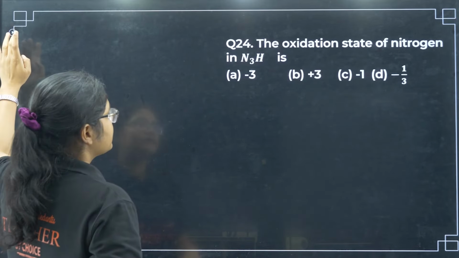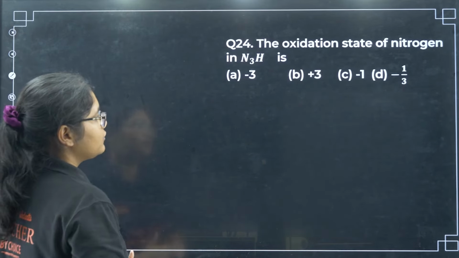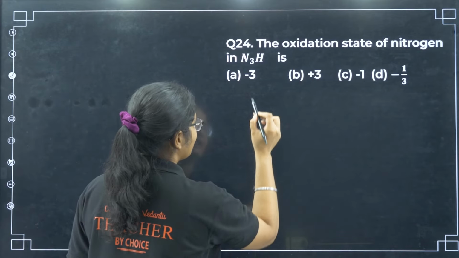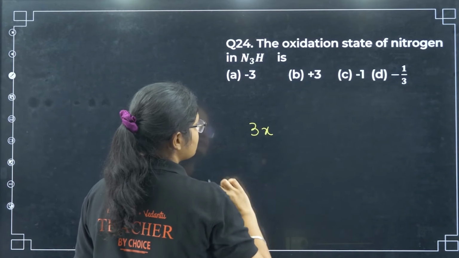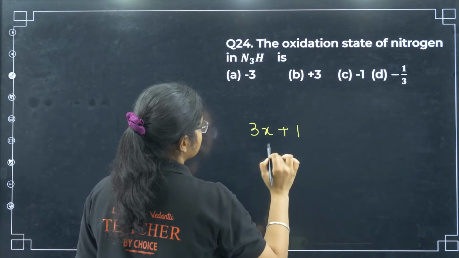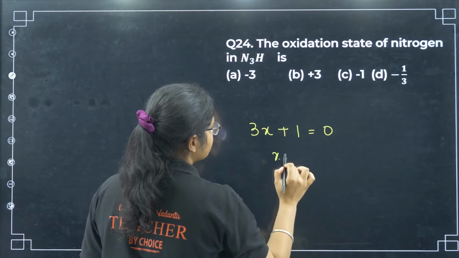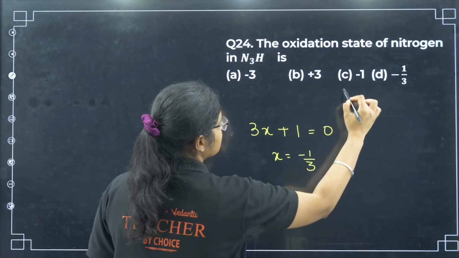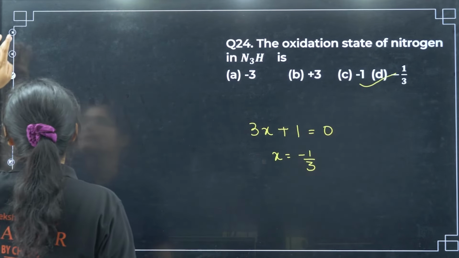Okay. Next, oxidation state of nitrogen in N3H. So let it be X. So I have 3X. Okay. Hydrogen is +1, equal to 0. X will be equal to -1/3, which is option number D.